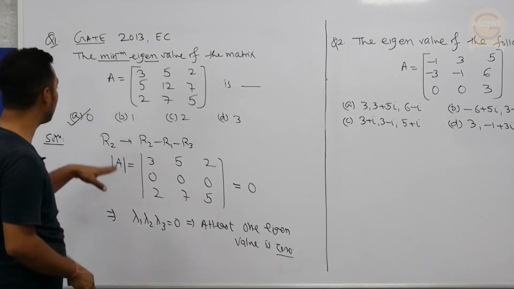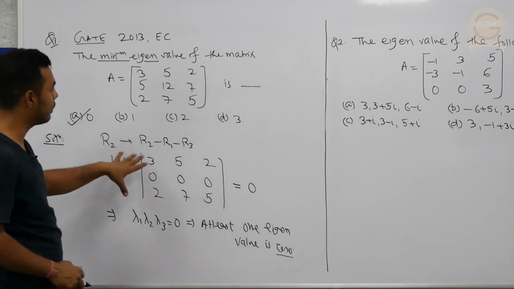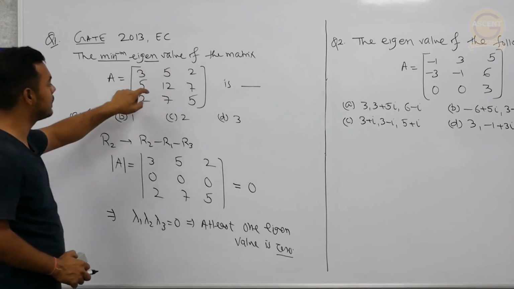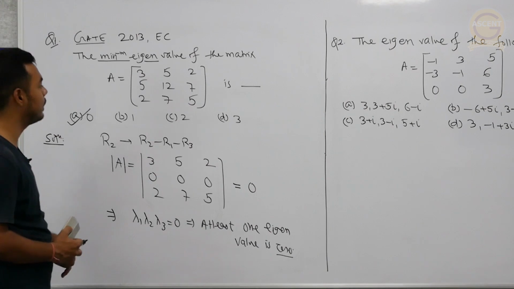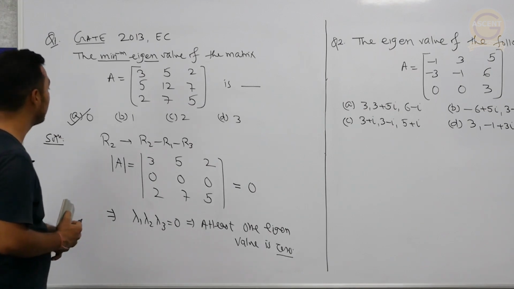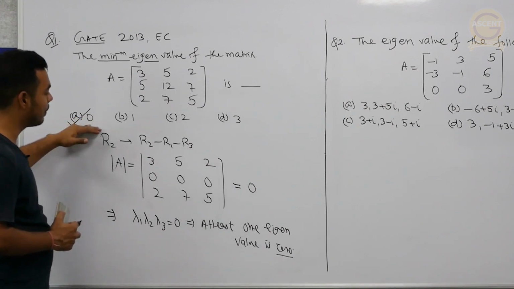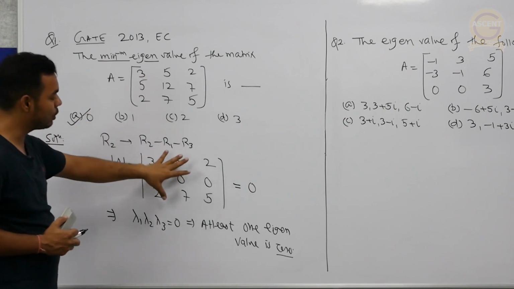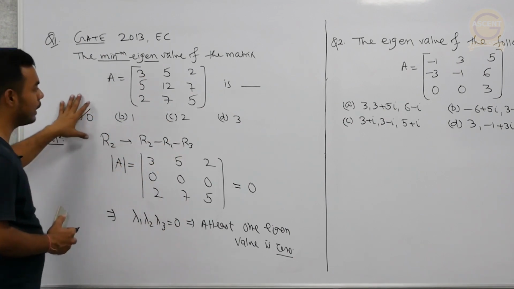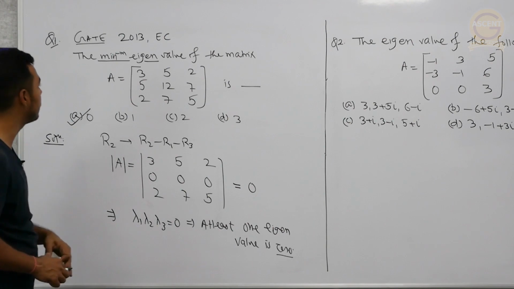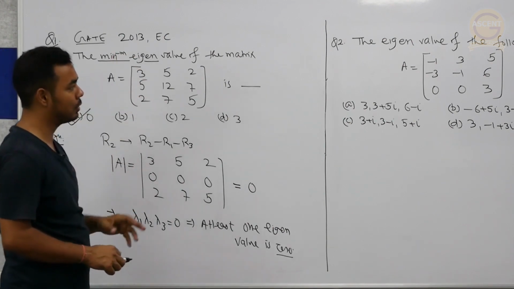Now if any other option was there which is less than 0, then obviously you would have to solve the characteristic equation to find all three eigenvalues, and then see which one is the minimum. But here the minimum option was 0, and we can directly see that 0 is one of the eigenvalues, and therefore the correct answer is 0. So this was a very simple question. This was asked in GATE 2013 for 2 marks.